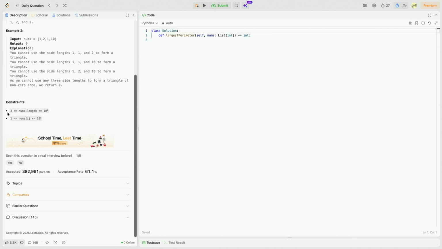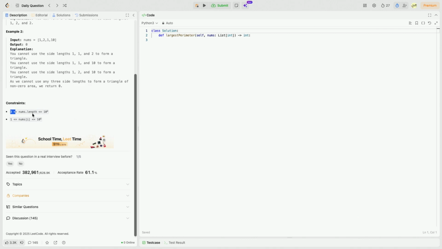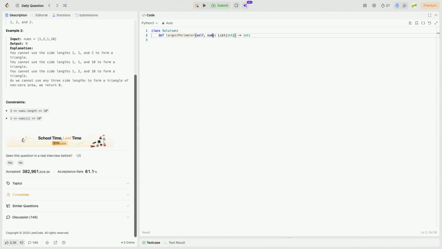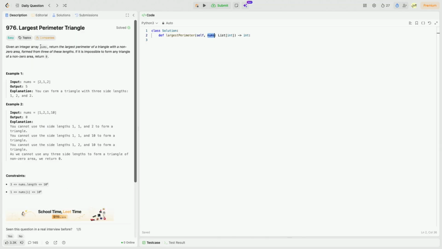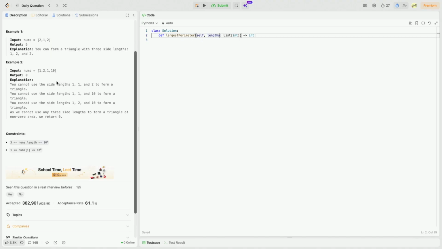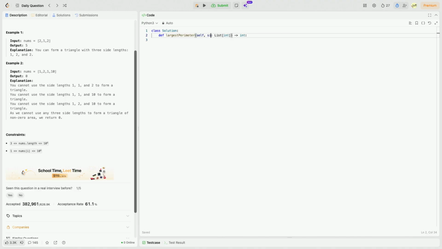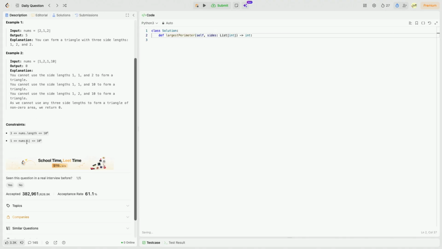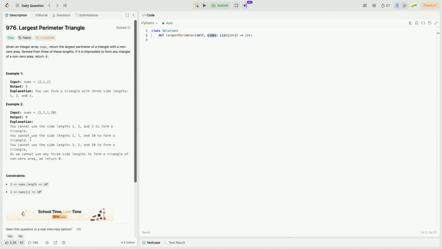Then we have the constraints that we have at least 3 points in our list of side lengths. So we should probably call nums lengths or sides. And it is guaranteed that there are no sides of length 0. We have at least a length of 1. Okay, cool. Let's have a look at an example.